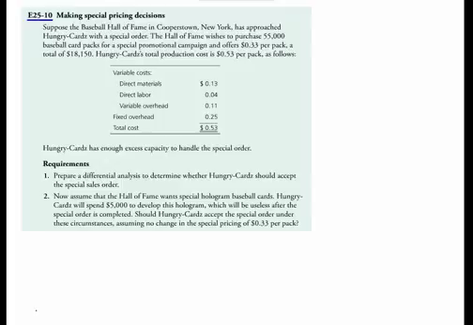Suppose that the Baseball Hall of Fame in Cooperstown has approached Hungry Cards with a special order. They want to purchase 55,000 baseball cards for a special promo. They're offering you 33 cents a pack. Their total product cost is 53 cents a pack. So at first you're like, I'm losing 20 cents a pack, I'm not going to do it. We do have excess capacity. Prepare a differential analysis to determine whether they should accept it. So if I accept this order, my revenue will increase.